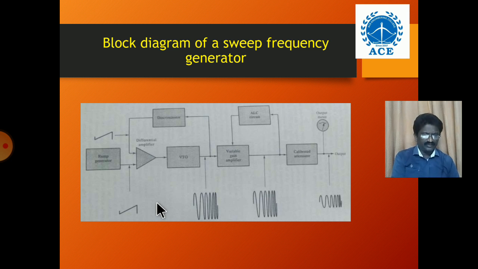So with the help of the generator, you can generate frequencies over a predetermined range. Sweep frequency. So values are like this. Actually, this is the setup for the block diagram of the sweep frequency generator.